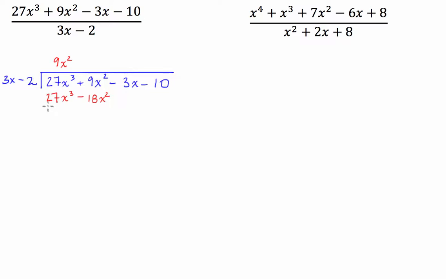Okay, and then what we do is we subtract these two sets of numbers from the number above. So we go 27x cubed minus 27x cubed is 0. 9x squared minus negative 18x squared is going to be plus 27x squared. And then we bring down the negative 3x.